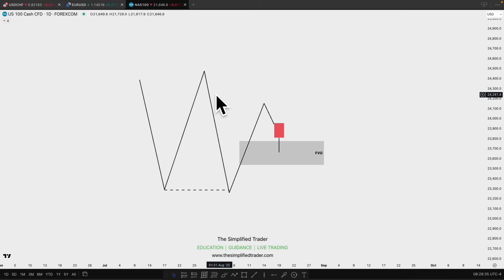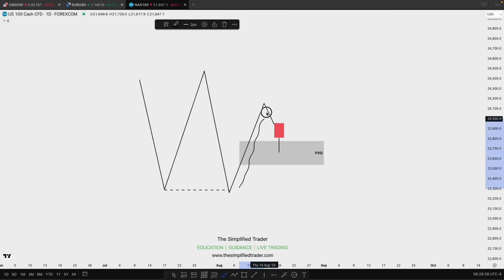So this is what I mean with waiting for a sweep of liquidity, and then we get a displacement leg away from that liquidity point that leaves a fair value gap in its way. I'm then going to wait for the market to trade back into that fair value gap and give me a failure to displace into that gap.